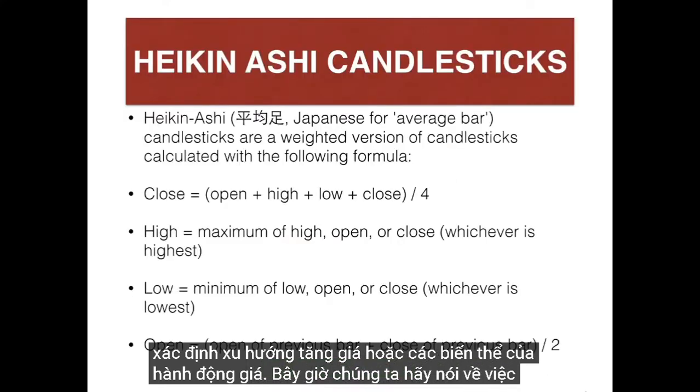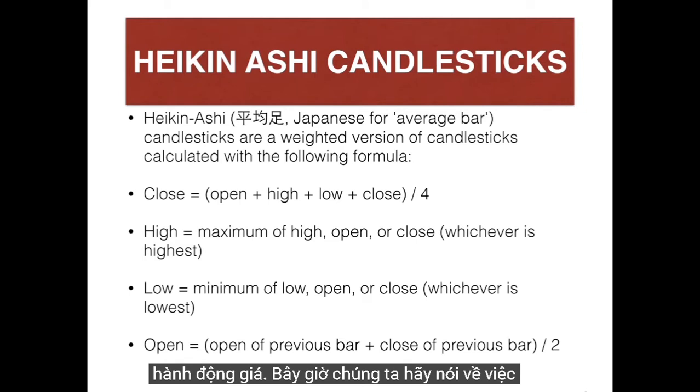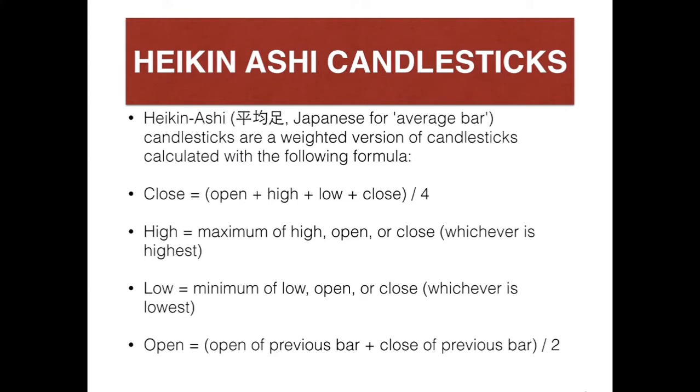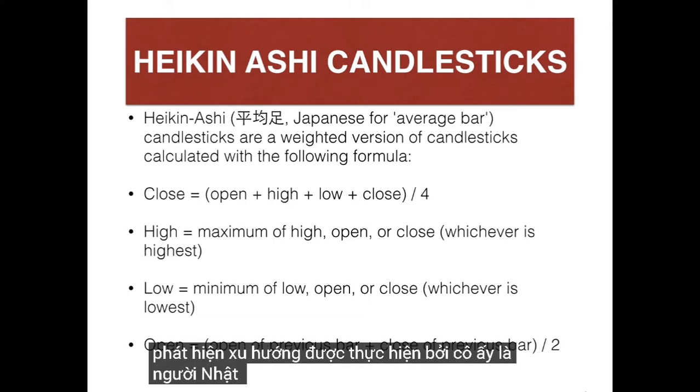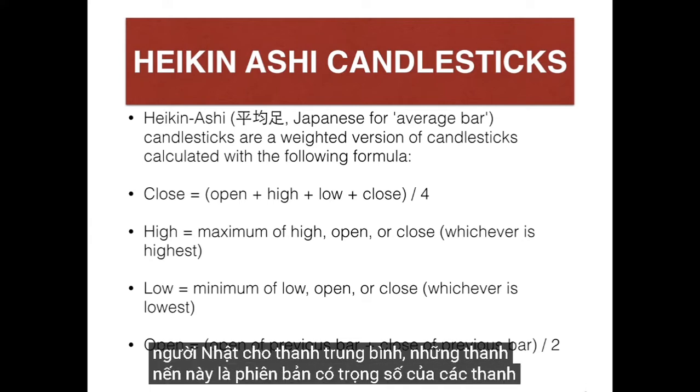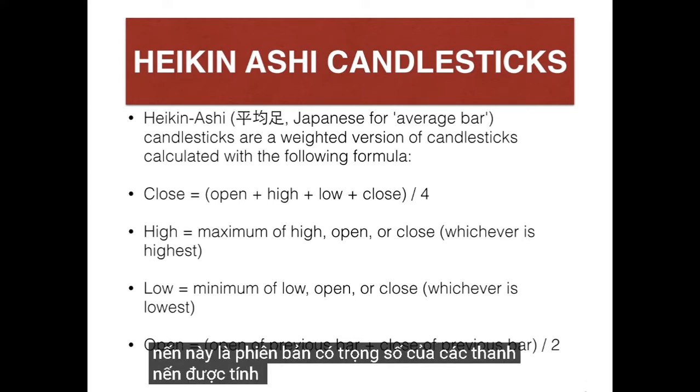Now let's talk about Heikin Ashi candlesticks. Heikin Ashi candlesticks are a modification of the open, high, low, and close series used by traditional Japanese candlestick charts. The main advantage of Heikin Ashi candlesticks is that it makes it easier to spot the trend. Heikin Ashi is Japanese for average bar. These candlesticks are a weighted version of candlesticks calculated with the following formula.